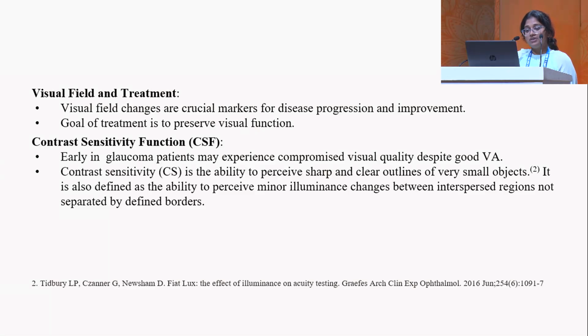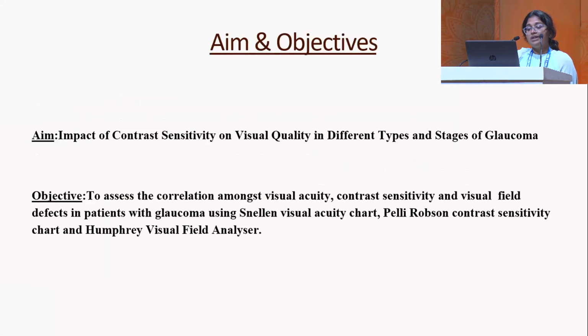In early glaucoma, patients may experience compromised visual quality despite a good visual acuity, due to contrast sensitivity function changes. Contrast sensitivity is the ability to perceive sharp and clear outlines of very small objects. It is also defined as the ability to perceive minor illuminance changes between the interspersed regions not separated by defined borders. My aim is the impact of contrast sensitivity on visual quality in different types and stages of glaucoma. It is assessed using Snellen's visual acuity chart, Pelli-Robson contrast sensitivity chart, and Humphrey visual field analyzer.